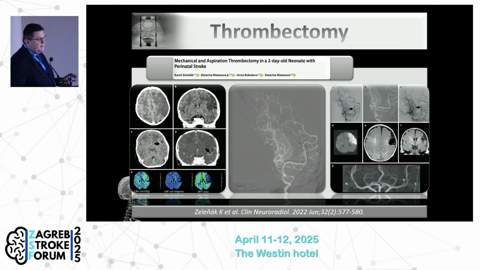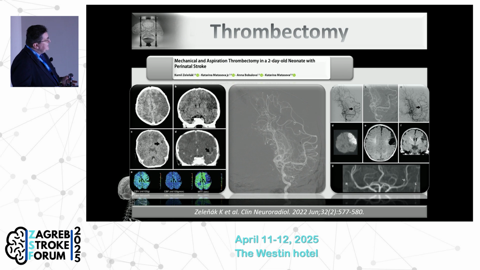But we checked, and in this case we performed the thrombectomy in a neonate. It was just a 2-day-old boy at the time, and you can see how we placed the microcatheter distally and performed thrombectomy. And you can see here a hyperdense middle cerebral artery sign. What is interesting, if you compare the volume of the diffusion-weighted image lesion and the final infarction volume, there is a difference.